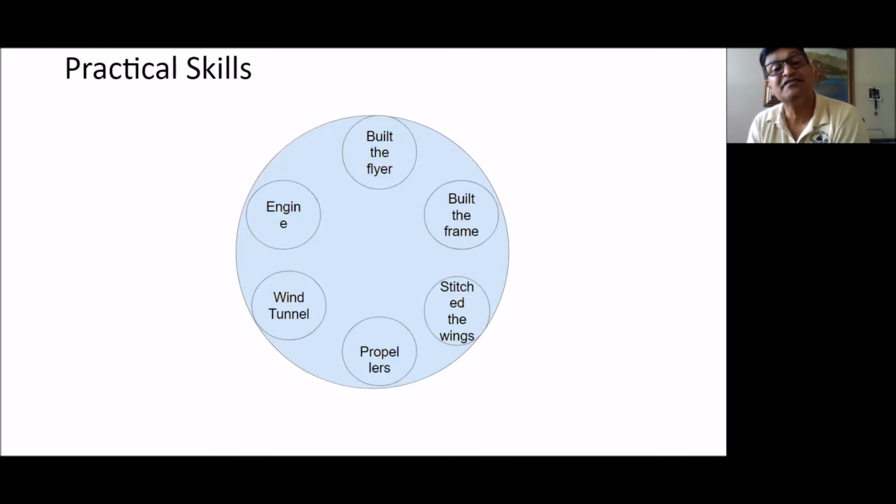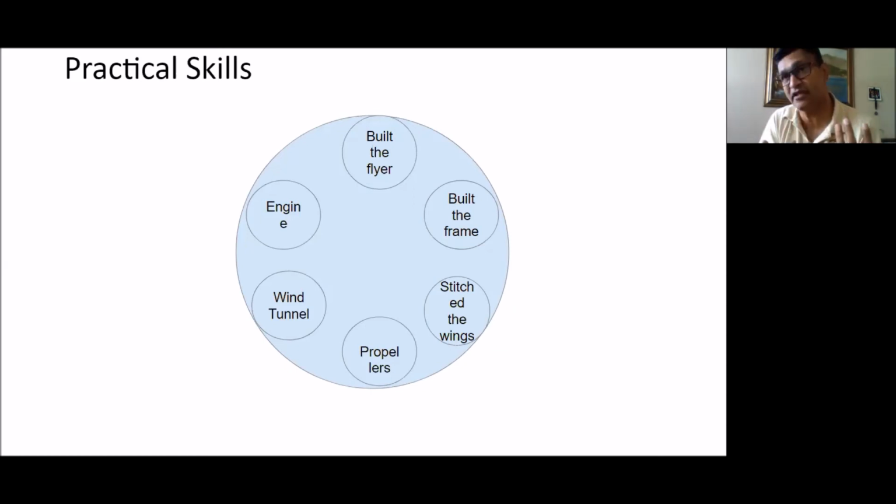So one thing you can see in all these is they had so many practical skills. If they had to build something, they could build a prototype, and if they had to test something, they could test it by themselves. And if they had to do an experiment, like a wind tunnel experiment, they were able to build an experiment. So that changed the whole equation.